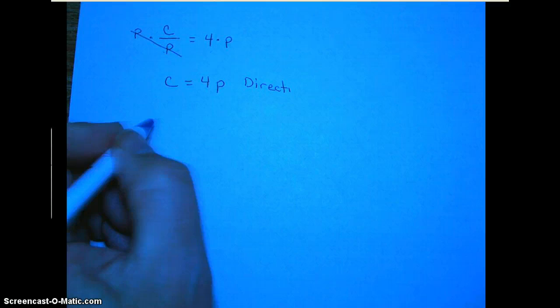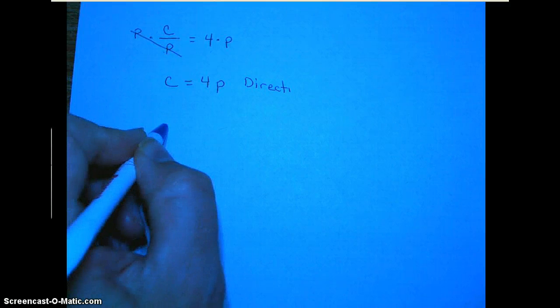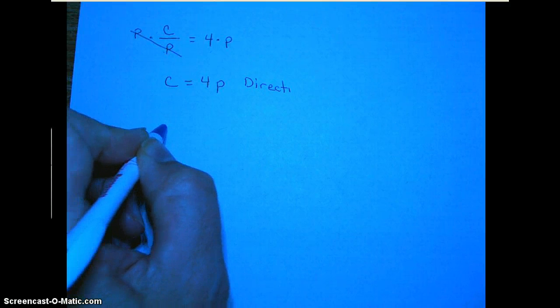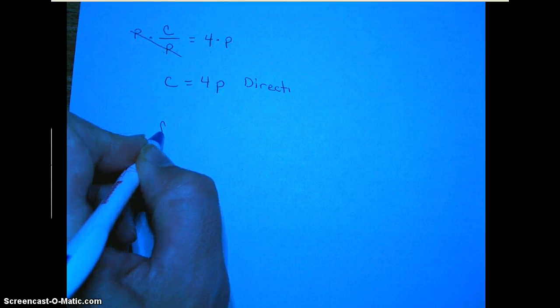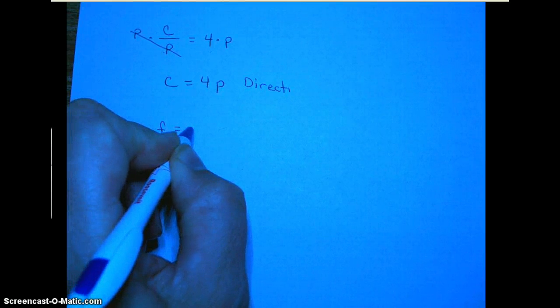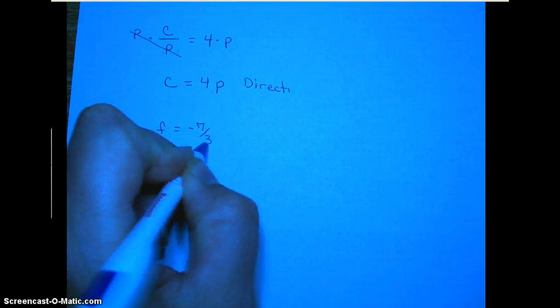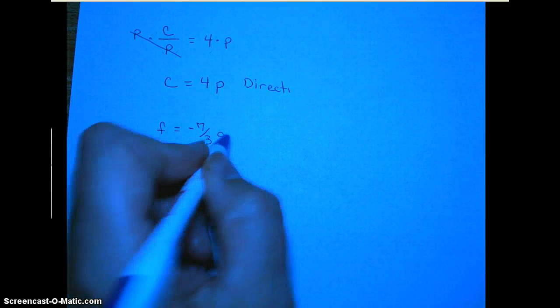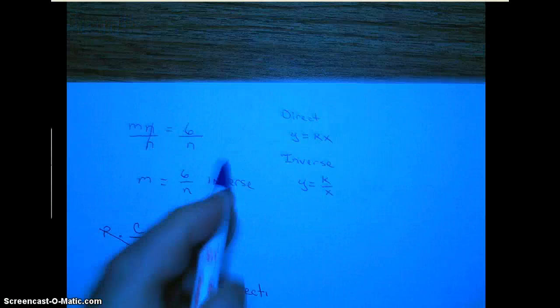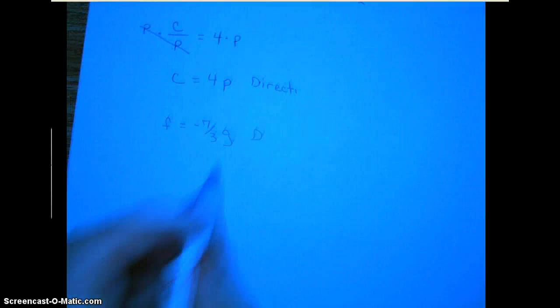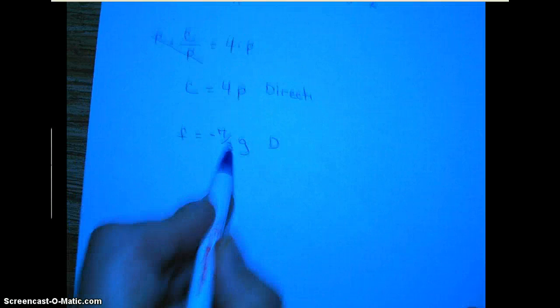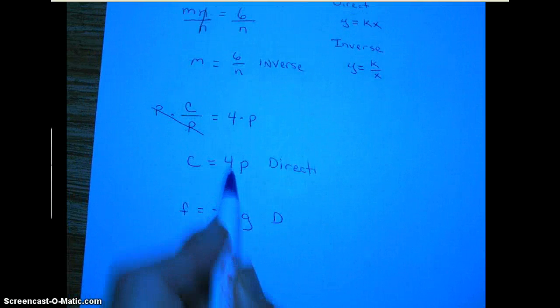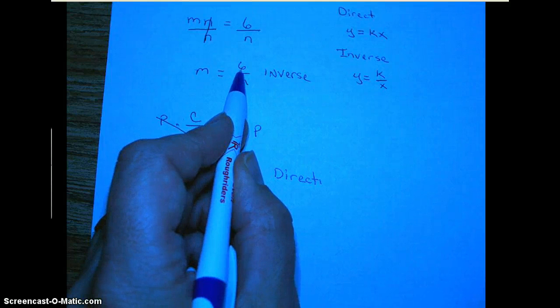Okay, a couple more quick examples. Some straightforward ones. Let's say we have f equals negative 7/3 g. What do you think that is? Correct. That's direct. It matches the form. The constant of variation is k. The constant of variation here is 4. The constant of variation up here is 6.